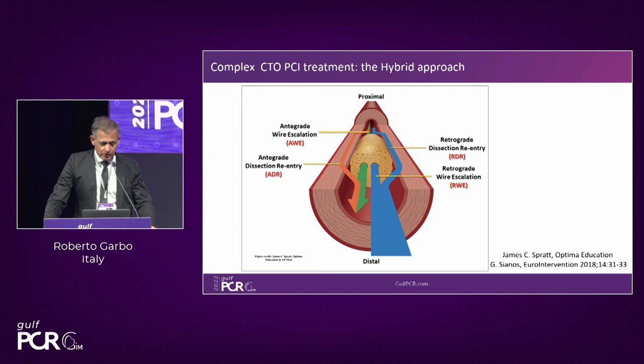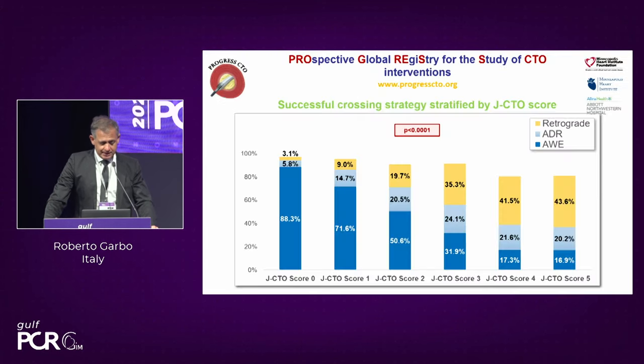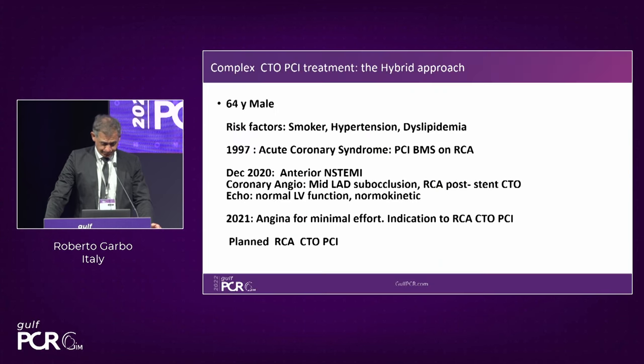of our complex lesions. And we know by the PROGRESS CTO registry that the more complex the lesion, the more we need many different strategies to obtain the result. You can see here with J-CTO score zero, in 88% we can do it with antegrade escalation, while when we go to a more complex situation like J-CTO score 1, 2, 3, or 4, we need more different strategies, at least 40% retrograde approach. So I will show you a couple of cases so we can have a discussion together.